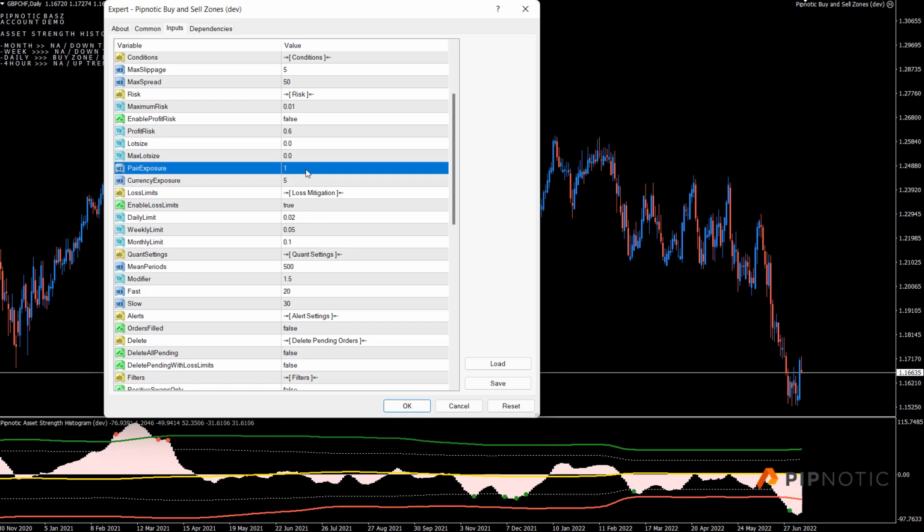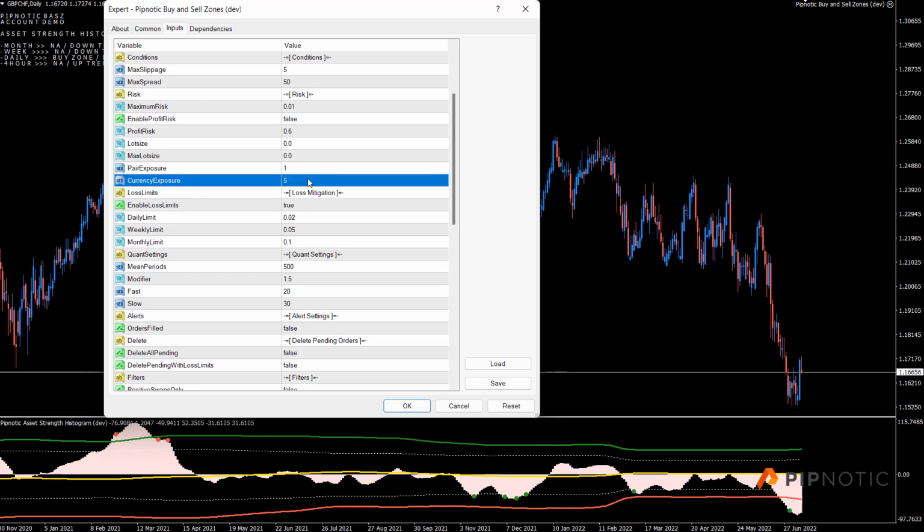Pair exposure: how many trades do we want to take per asset? So Euro US dollar, if you set it to 1, it'll only ever have one trade open at a time for the Euro US dollar, be it a pending order that has not yet filled or a trade that is already filled. Currency exposure: this means that we are going to expose ourselves to one currency in a max of 5 positions.